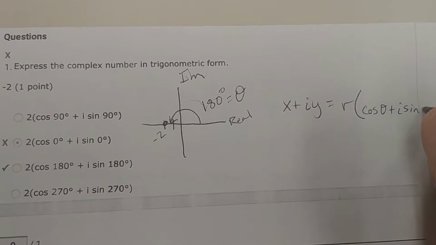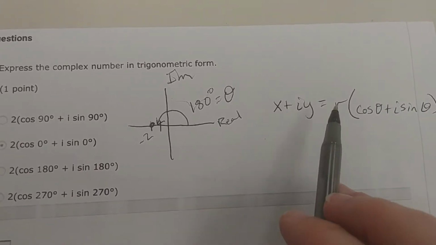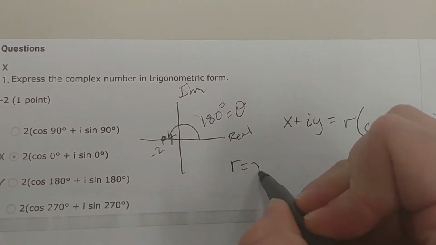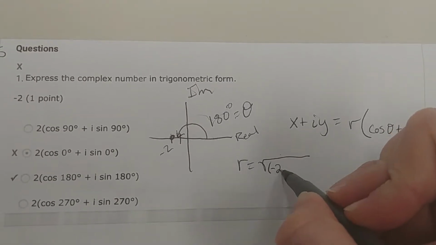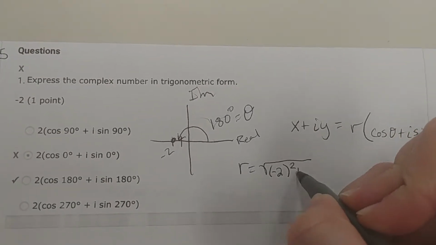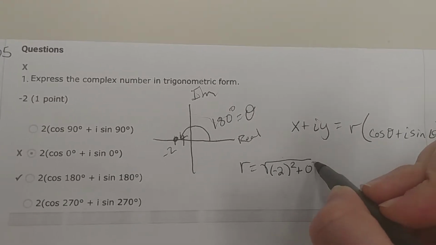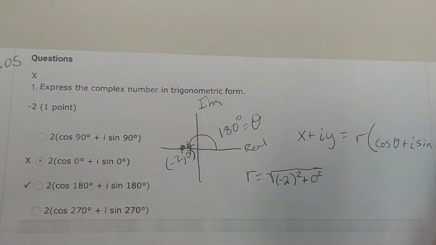So I need to write this in terms of x plus iy, r cosine theta plus i sine theta. Good news is I now know what theta is, so the only thing I am missing is the r. So r, again, I take the square root of the real part. The real part for me is -2 squared plus the imaginary part. There is no imaginary part, which means it is 0. And I can make that into the point -2, 0.